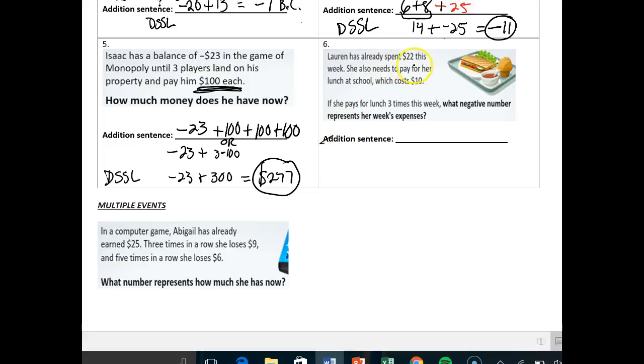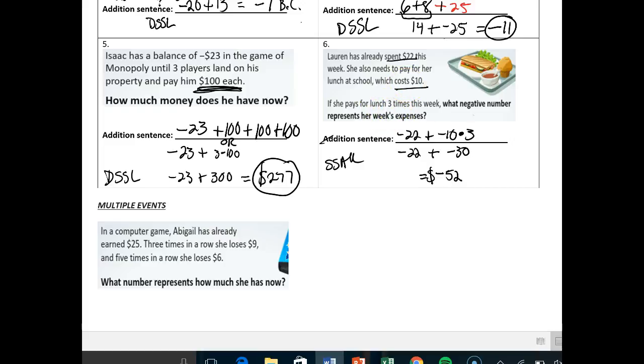Lauren has already spent $22 this week. She also needs to pay for her lunch at school, which costs $10, right? So this is all negative money, right? Spending, paying, so -22 plus -10. If she pays for lunch 3 times this week, what negative number represents her expenses? So this is how much it costs for one lunch. Multiply that by 3 because she's going to buy 3 lunches. So you know order of operations, you've got to multiply before you add. So -22 plus -30, and that should give us -52 because this is SSAK. So she's going to spend $52 this week on lunch and other expenses. Again, the key thing here is because she ate lunch 3 times, you've got to take that and multiply it by 10.